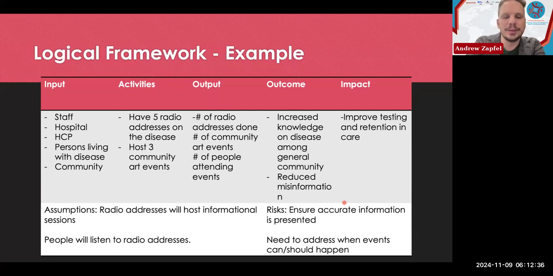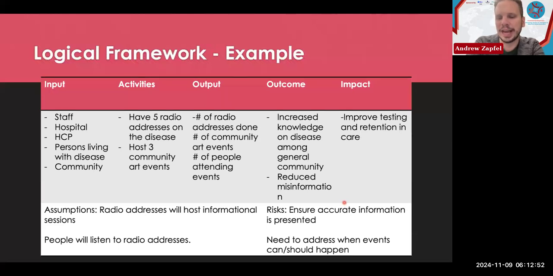And then finally, looking at assumptions, we think the radio address will host the informational sessions. We're going to assume that they will. And of course, we assume people will listen to the radio addresses. But again, we probably have collected some information. We know that people do have these stations on. They listen to them regularly.